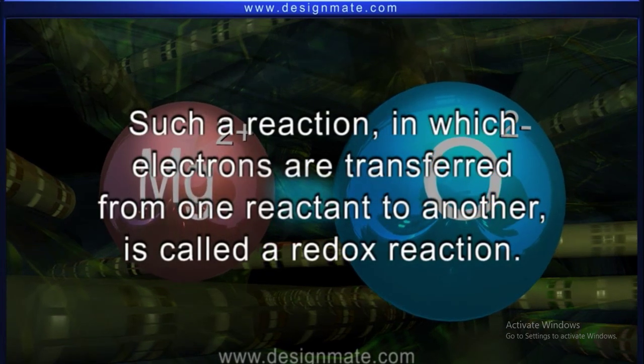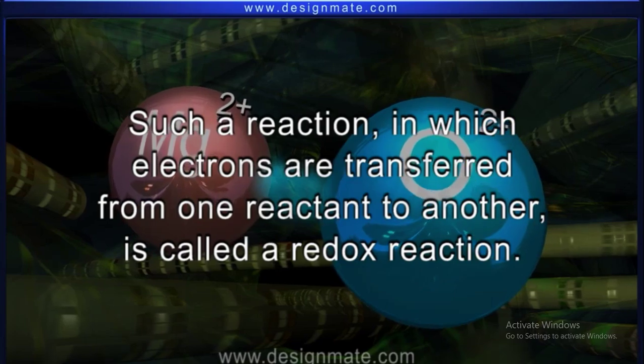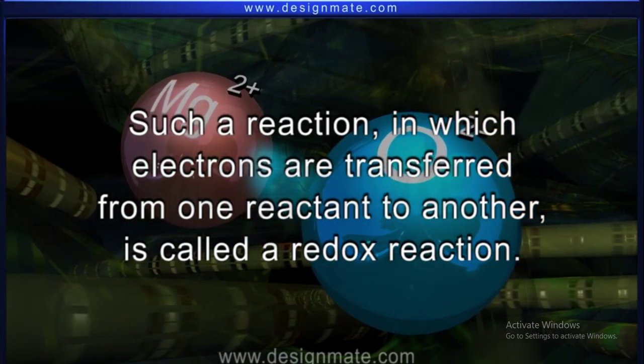Such a reaction, in which electrons are transferred from one reactant to another, is called a redox reaction.